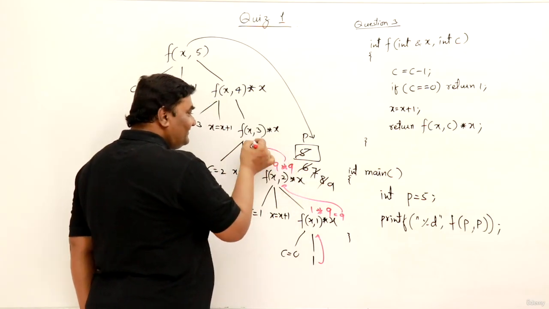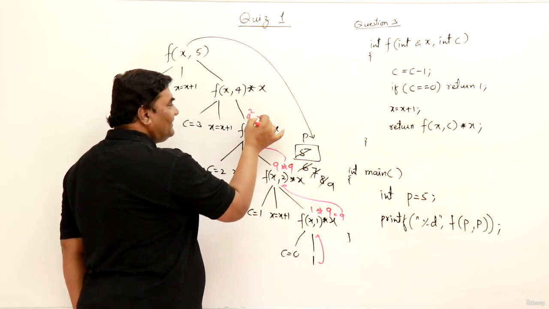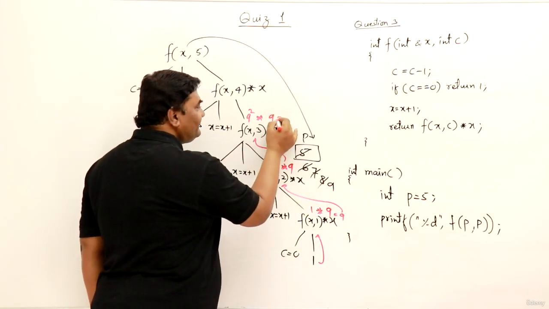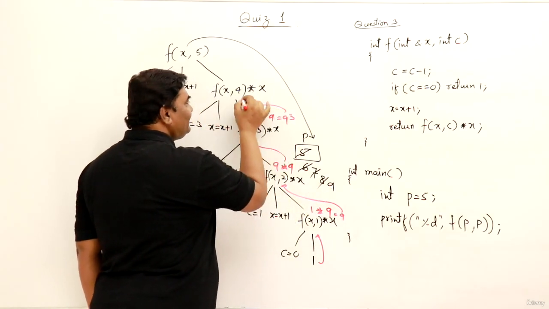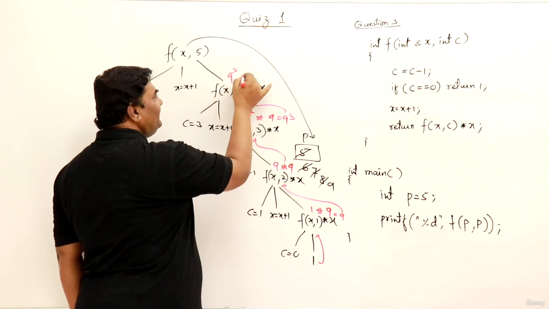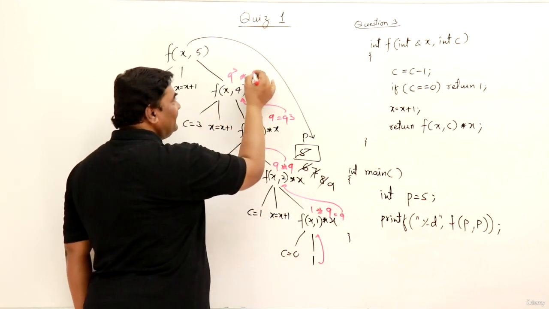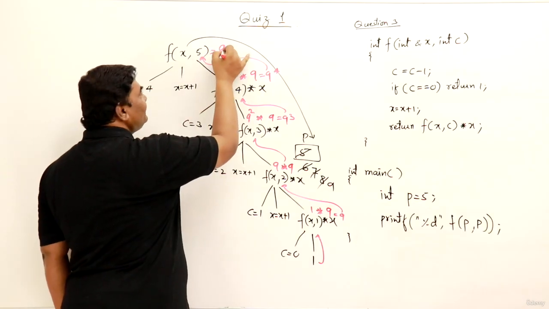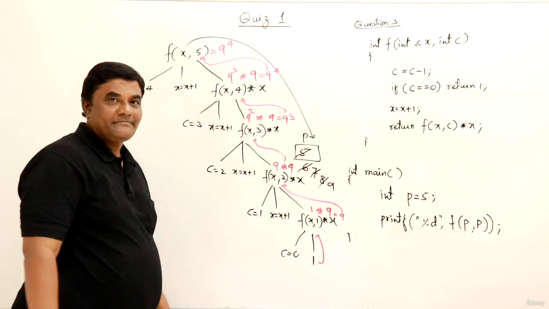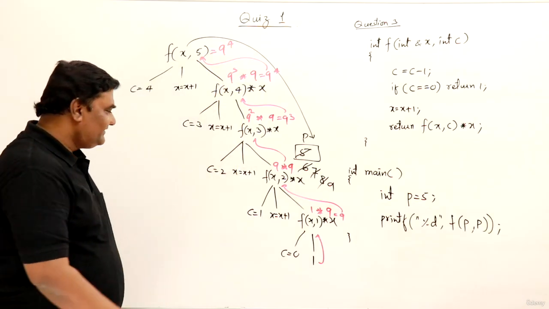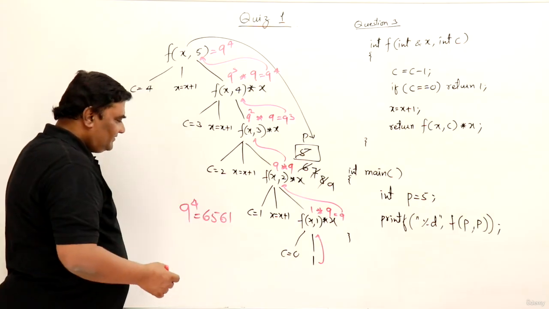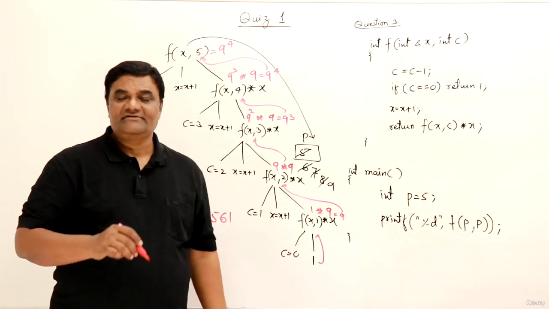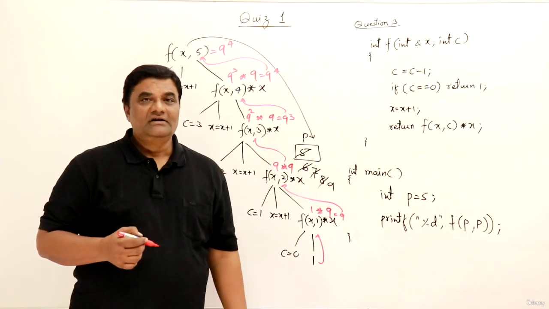So this is returned to this one. So this is 9 square into x. What is x? 9 only. So this is 9 cube. And this is returned. So this is 9 cube into x. What is x? 9 only. So this is 9 power 4. And this is returned. Yes, this is the answer. So 9 power 4 is 6561. So yes, this is the answer for this question.